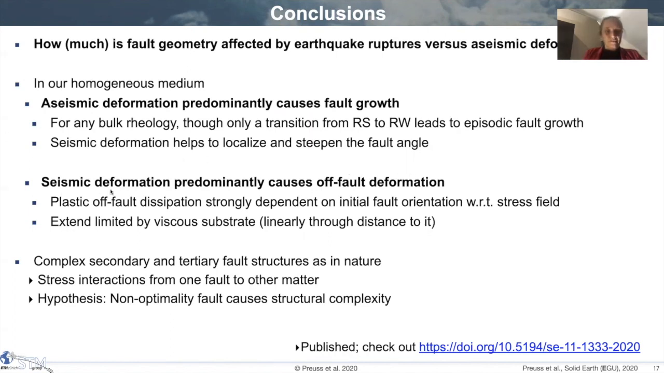And seismic deformation predominantly causes off-fault deformation, where the amount of off-fault deformation is strongly dependent on the initial stress field orientation. And the complexity that we see also in the primary and secondary structures seems to be largely related to the degree of non-optimality of the stress field with respect to the existing faults.